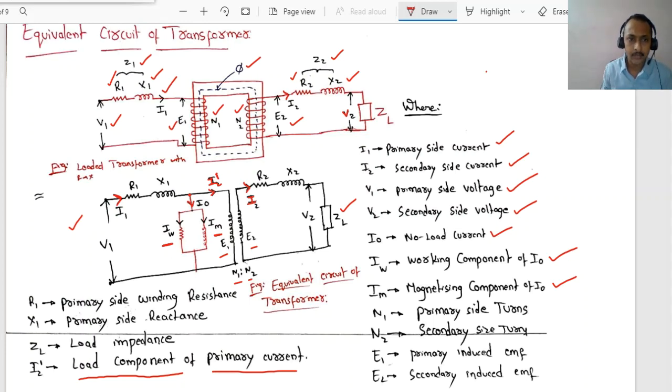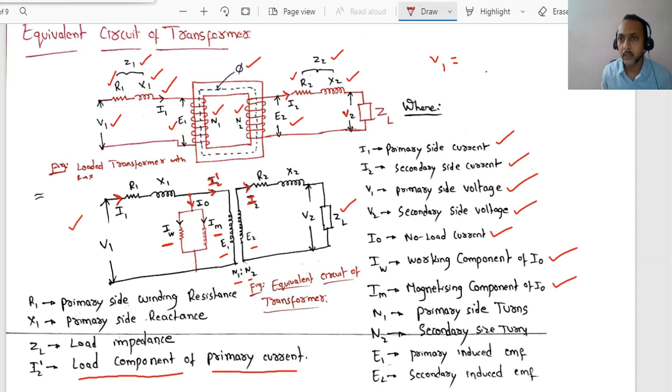Now we will see the phasor diagram. Observe, dear students, whatever input voltage you have applied, some part of voltage is wasted or dropped across R1 and X1. There will be some drop of the applied voltage across R1 and X1 because current is flowing through that winding also. Now that remaining part only will be available as induced EMF E1. If you understand this point, then equations will be very easy for you.